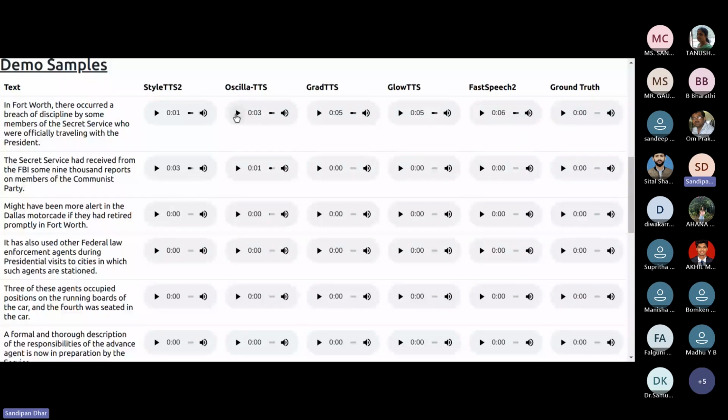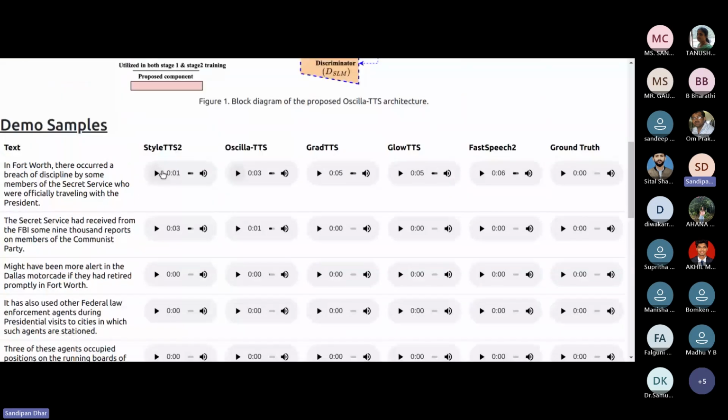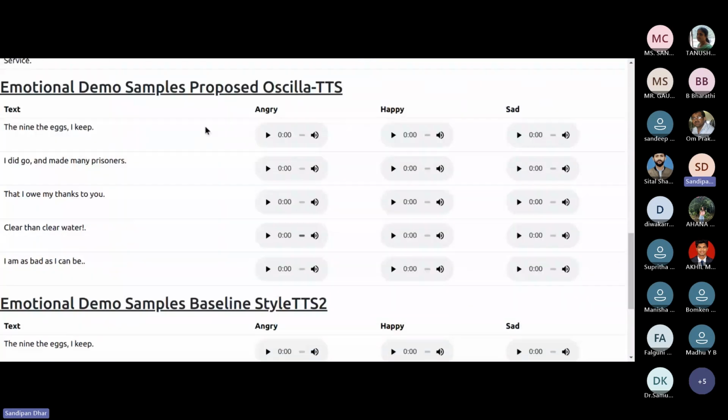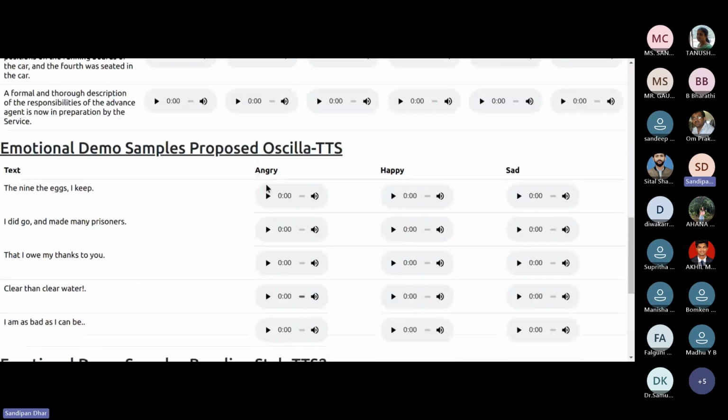So what we have found, if you can minutely hear the sounds, I'm playing it again. There occurred a breach in Fort Worth. There occurred a breach of. So in the initial stage, you can see that it is capturing some background noise in StyleTTS 2, and it is more significant in other models. Considering StyleTTS 2 as the SOTA, we have found that when we do emotional speech synthesis, when we work with emotional speech synthesis data, that background noise mostly comes in a lot.